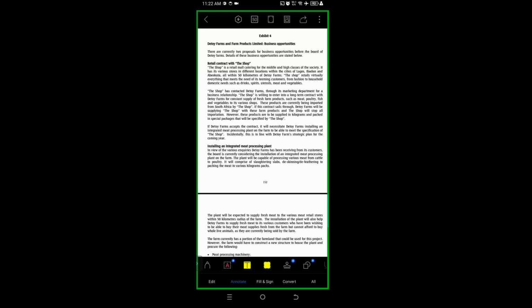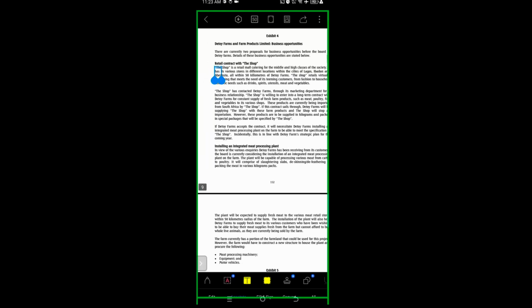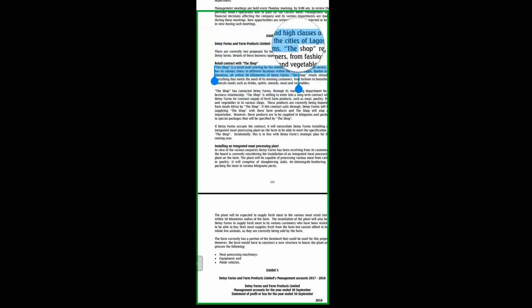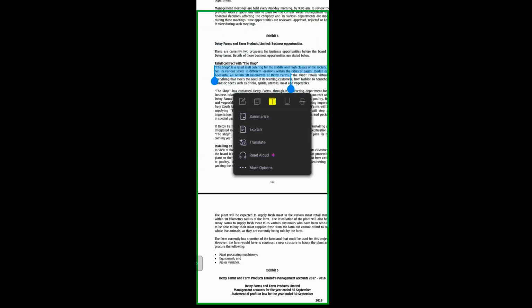Look at it. Detail is a retail mall catering for the middle and high classes. The shop retails virtually everything and all that. I think my reader would like to know about the shop because this particular paragraph is talking about the shop. So I can just copy it and use it as my introduction.